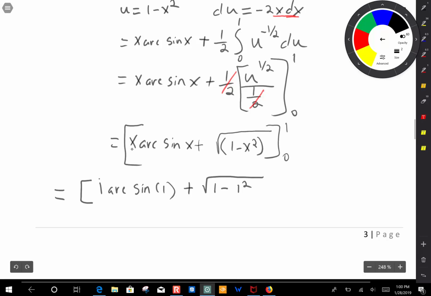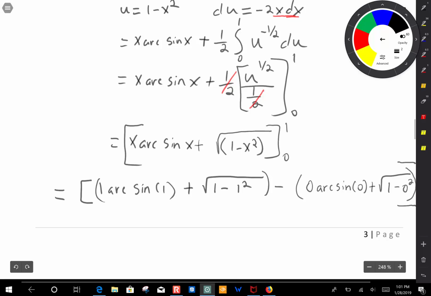Minus parentheses. Now we're going to evaluate the 0. So it's going to be 0 times arc sine of 0 plus the square root of 1 minus 0 squared. Okay, close parentheses, and this whole thing is in brackets, right?